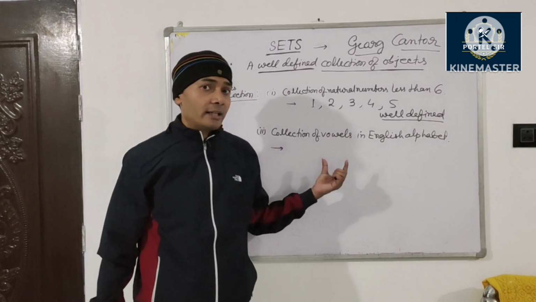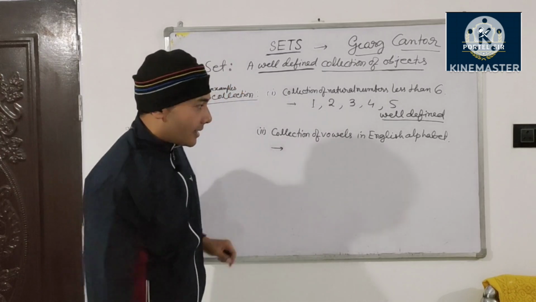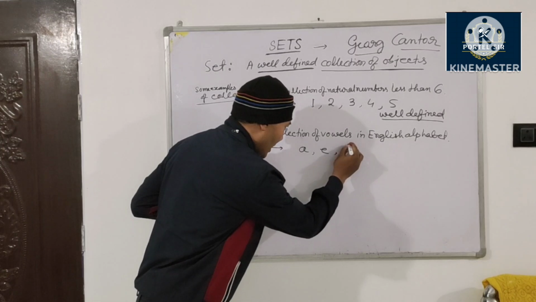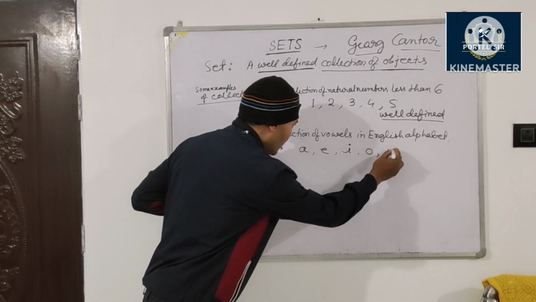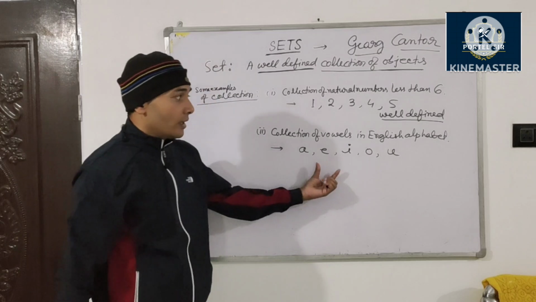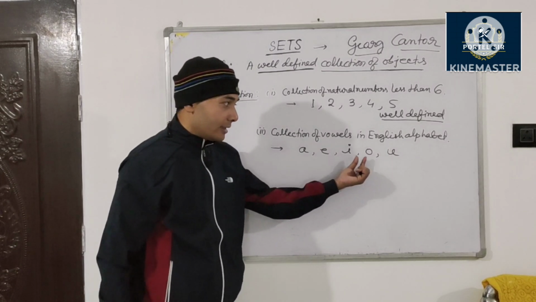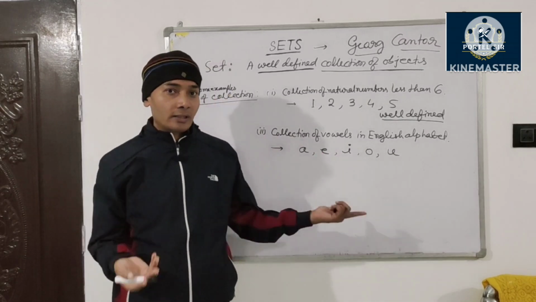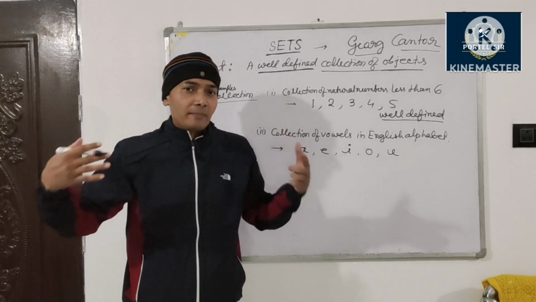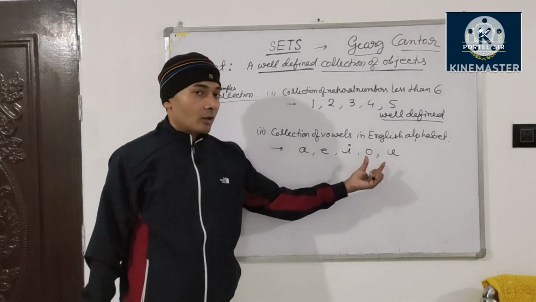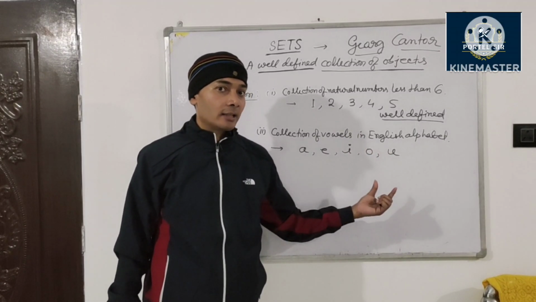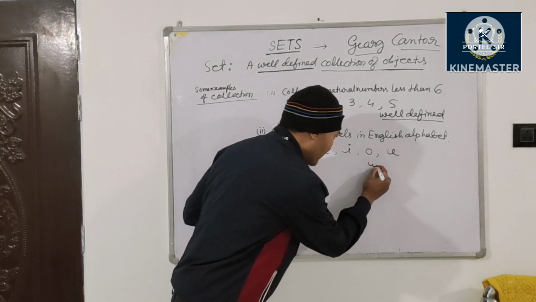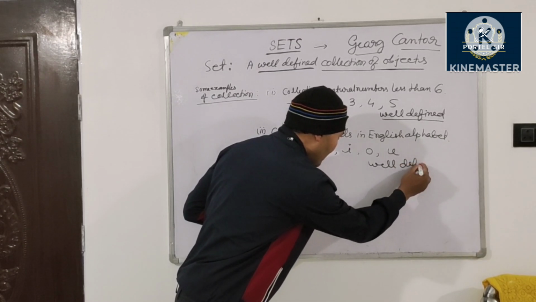That is already well defined, so everyone can say. What is that? A, E, I, O, U. So these are the vowels in English alphabet. How many? 5. For me also the same, for you also the same, for everyone in this world, these collections are always the same. It is not going to change. It does not vary from person to person. That is why it is well defined. Remember.